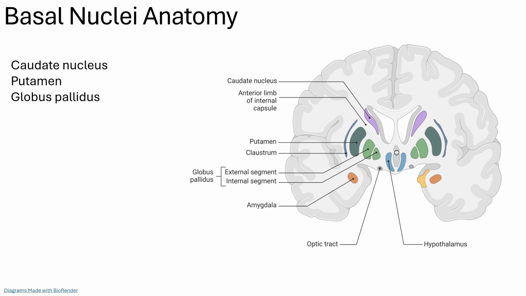Always begin with anatomy, right? Always begin with the location of the structure on the diagram before you dig into the function of the structure on the diagram. This is a coronal or a frontal section, dividing the brain into an anterior and a posterior section. These areas right here, the open areas, are the ventricles, the lateral ventricles.